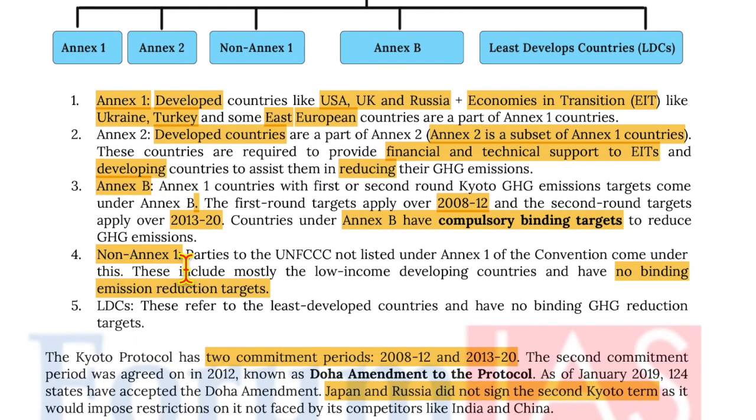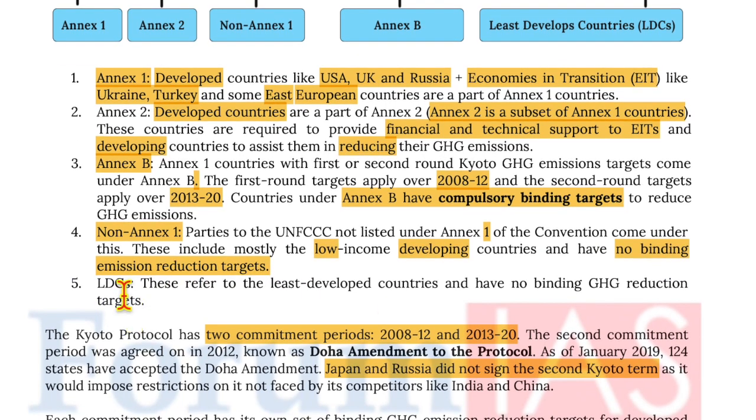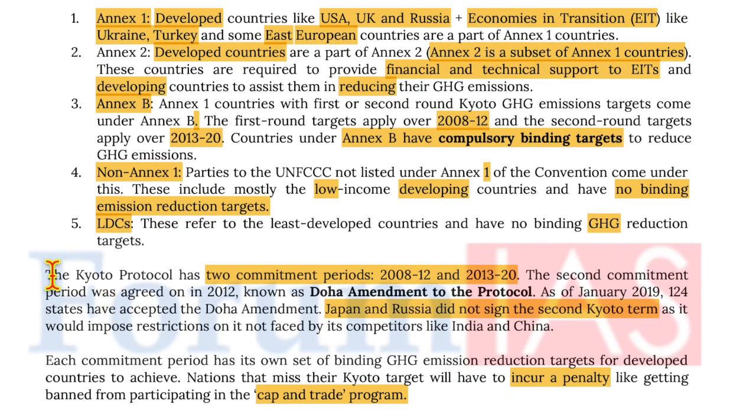Now, non-Annex 1 countries are those parties to UNFCCC not listed under Annex 1 of the convention. They include mostly low-income developing countries and have no binding emission reduction targets. Now, least developed countries are the countries that have no binding greenhouse gas emission reduction targets.